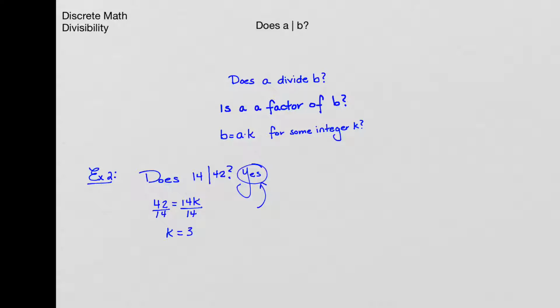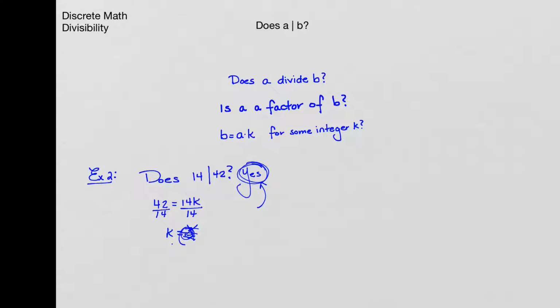It's not the 3. We weren't asked for the 3 here. It helped me determine my answer, but it is not itself the answer. The answer is yes, because it's a yes-no question.